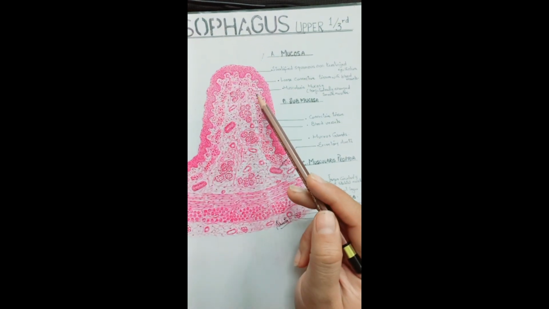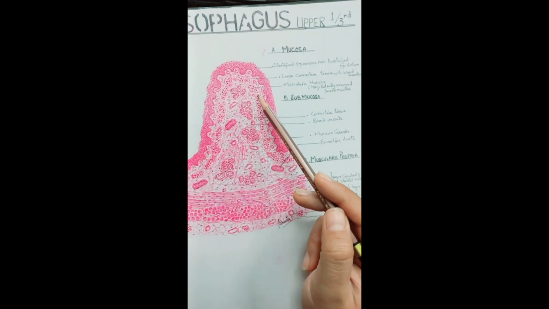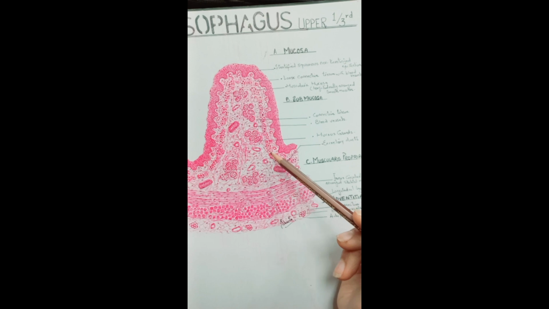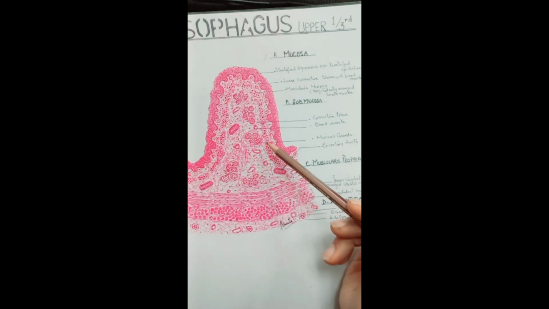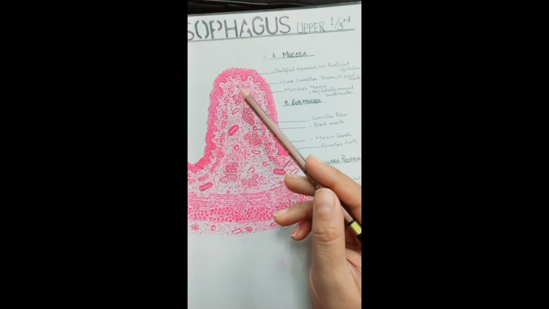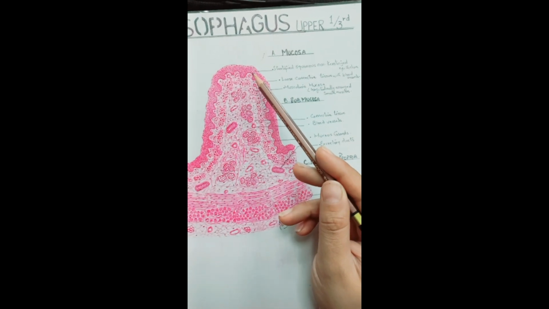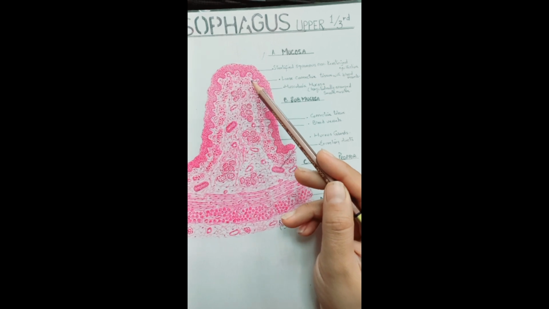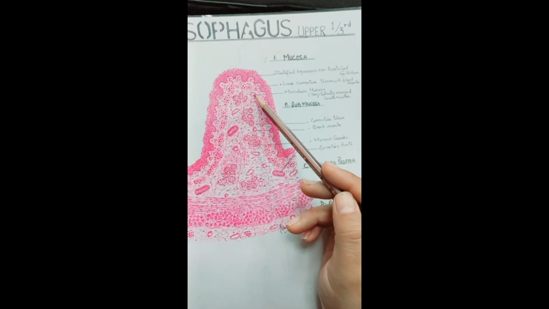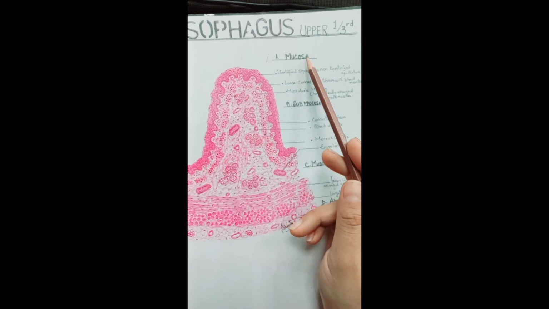Then we have a single layer of muscularis mucosae where you will draw longitudinally arranged smooth muscle fibers. This is the muscularis mucosae. This is almost a single cell layer, and these three structures, in which we will draw the epithelium, non-keratinized type, lamina propria, and the muscularis mucosae, constitute the mucosa.